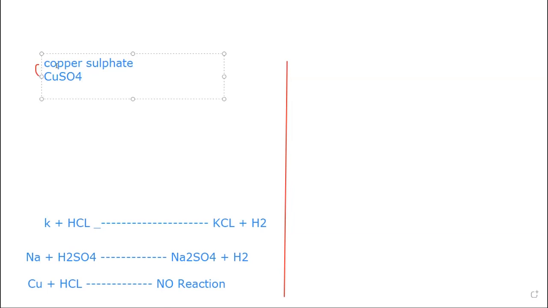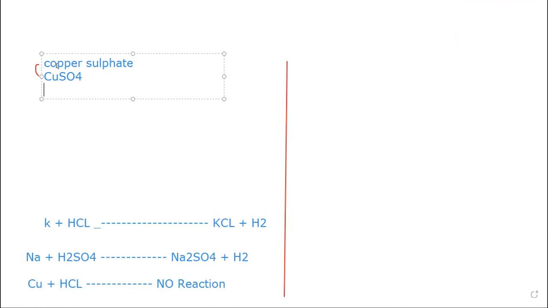If I ask you, please tell me how many elements are in this compound? Copper sulfate. Look at the chemical formula. Is it 4 or 3? Cu is the symbol of one element, copper. So here I have copper, sulfur, which is S, and oxygen. So 3 elements.